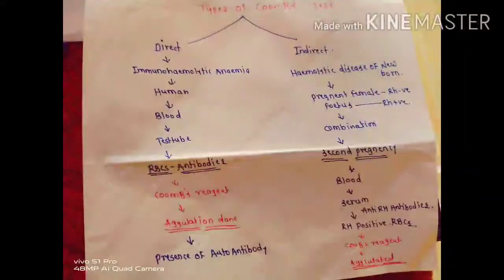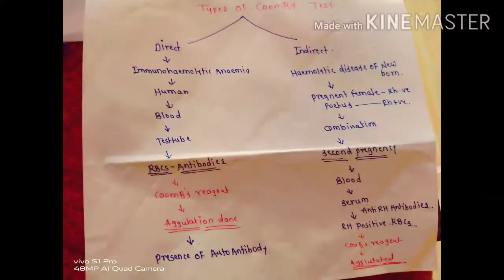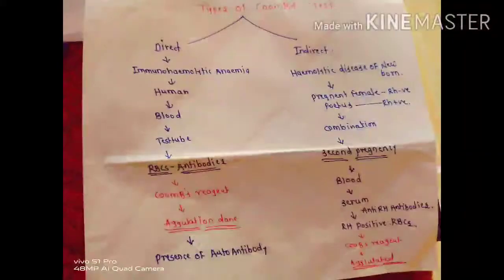Let's discuss the types of Coombs test. There are two types, direct and indirect. In the direct Coombs test, we can find immunohemolytic anemia. In this, we take a blood sample of a human into a test tube. This sample contains RBCs to which antibodies are attached. We take this sample into the test tube after separating the serum, and then we add Coombs reagent to it.